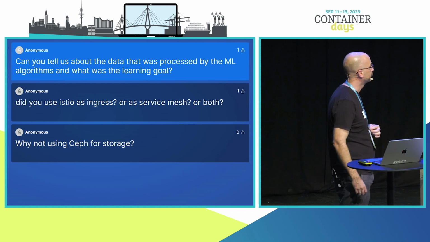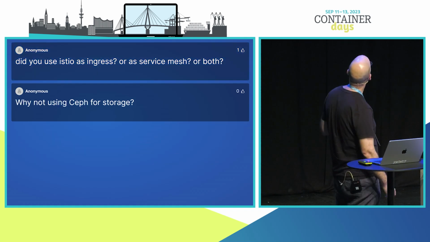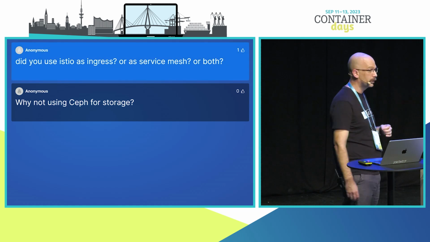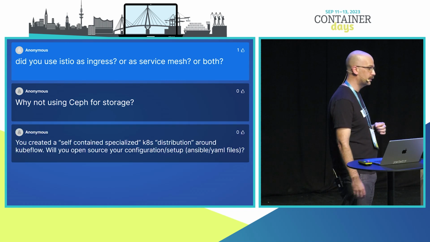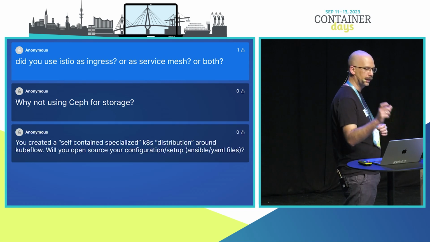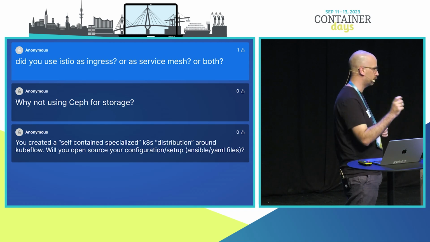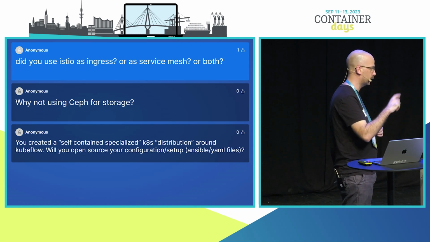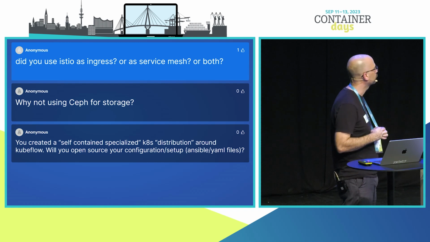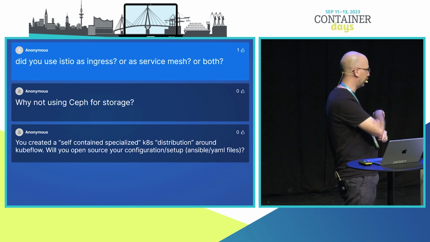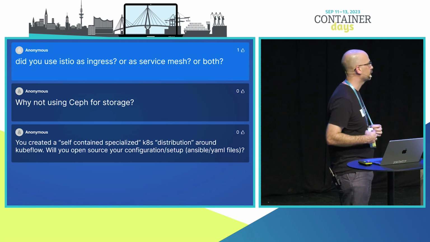Did you use Istio as ingress or as a service mesh or both? Right. We're using Istio as ingress gateway, and that's exposed on node port. That's one part, but we're also using it as service mesh. So mainly as a service mesh, and then you're using Nginx as your ingress. Well, for the actual ingress on the host part, it's Nginx, yes.